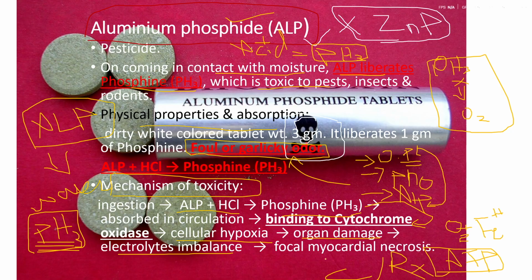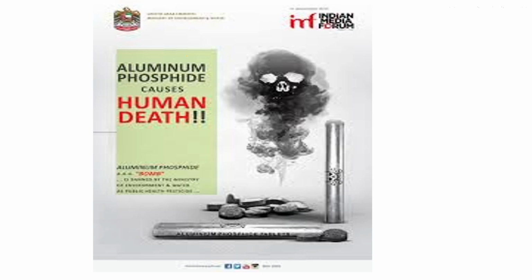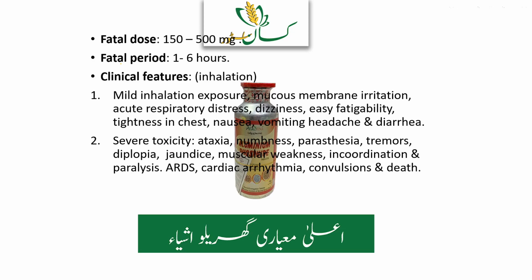So what will happen if that goes inside the human body? It's highly disastrous. Okay, aluminum phosphide causes human death. It's used in pesticides and most of the time it has a very high warning. Same in Pakistan, it is used in different pesticide products. The fatal dose is 150 to 500 milligrams. It's very little and highly lethal, from 1 to 6 hours.